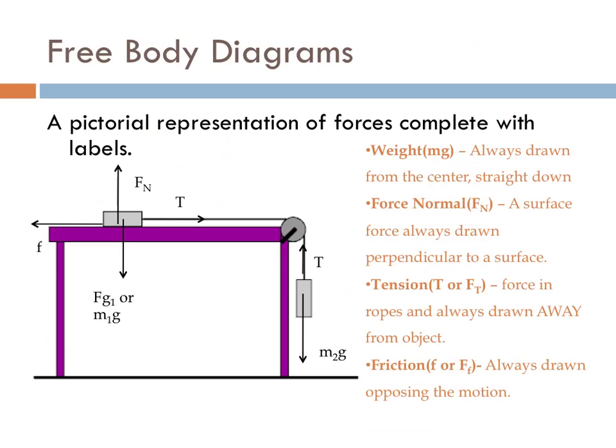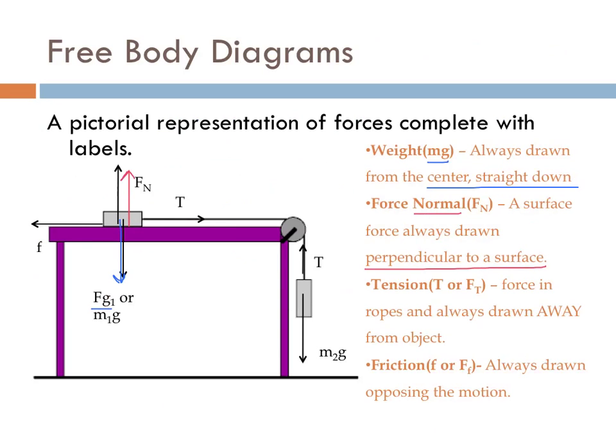Remember that when dealing with force problems, we need to always draw a free body diagram. What that means is we need to draw all our forces acting on our object. So the forces that we normally deal with are weight, which you can label as mg or F subscript g. And this is always drawn from the center straight down. The other forces are a normal force. Again, this normal force is created by a surface, so it's always drawn perpendicular to your surface.